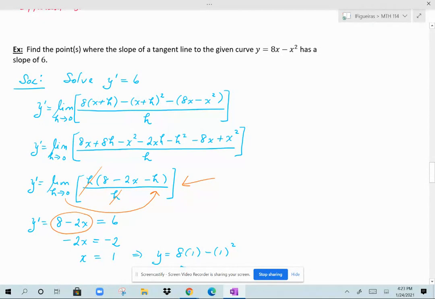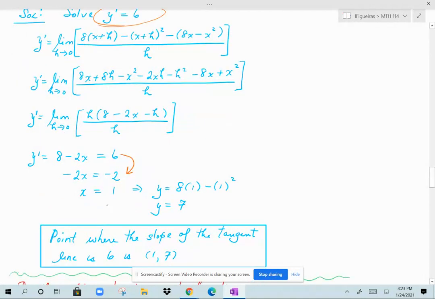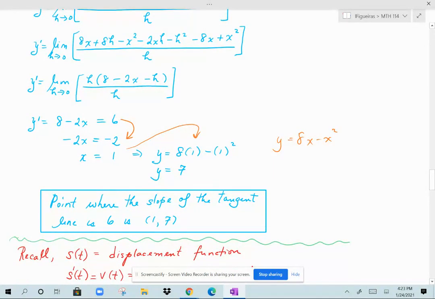But remember, we set that equal to 6. So we're solving this equation. Subtract 8 from both sides, and I get negative 2x equals negative 2. So that means that my x value is 1. And in order to solve for the point, I plug in 1 into the original equation, which was 8x minus x squared. So I plug that in, and I get that y is 7. So the point where the slope of the tangent line is 6 is the point (1, 7).